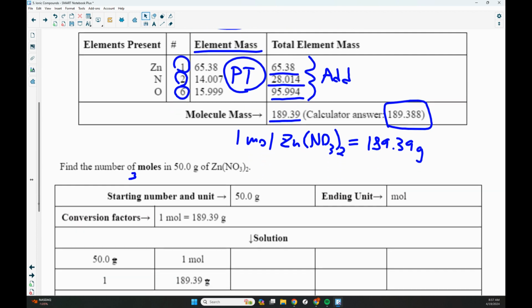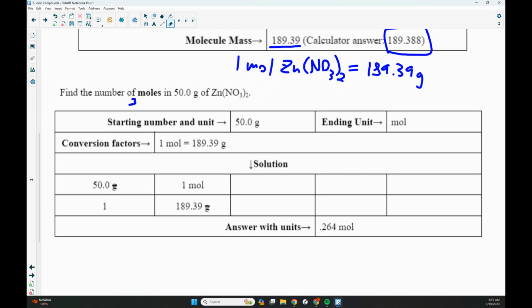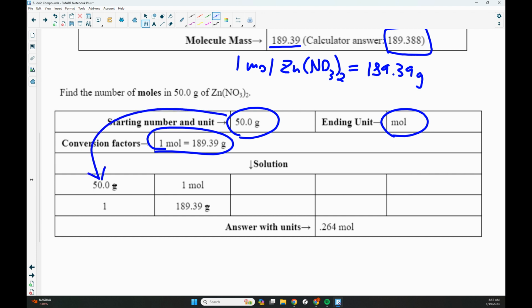So we have our conversion factor now. So let's do one of these conversion problems. The question here is, find the number of moles in 50 grams of zinc nitrate. So we're converting from grams to moles. So I put 50 grams in my starting spot. I put moles in my ending spot. Here is my conversion factor that I just figured out above. As we've done all year, I'm going to put my starting number and unit in this location. I'm going to multiply by my conversion factor right here. And I'm going to arrange the fractions so that I can cancel grams out.